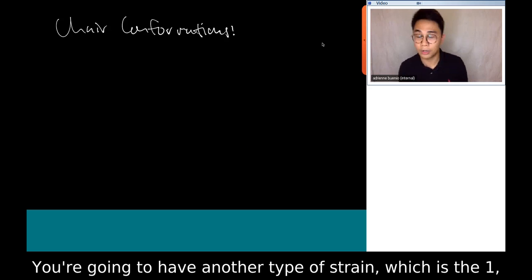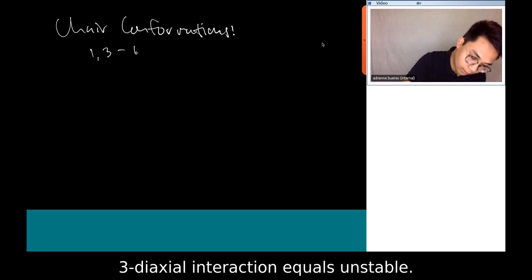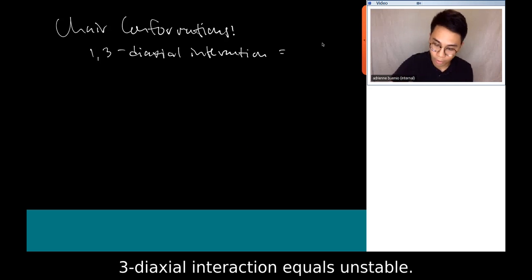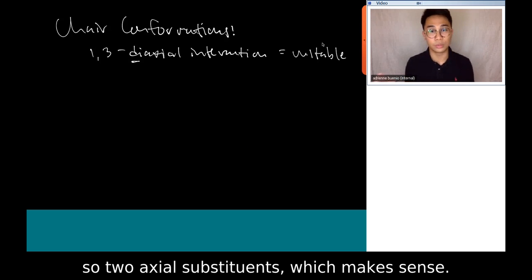That you're gonna have another type of strain, which is the 1-3 diaxial interaction equals unstable, unstable. So just like the name says, 1-3 diaxial. So two axial substituents, right?